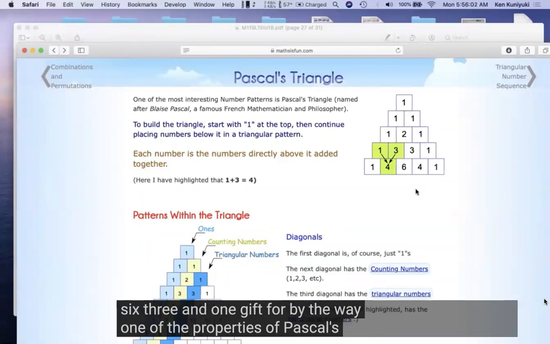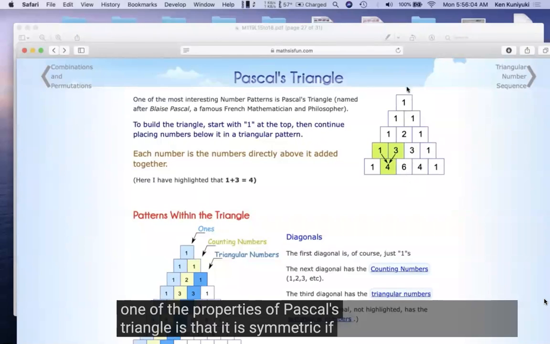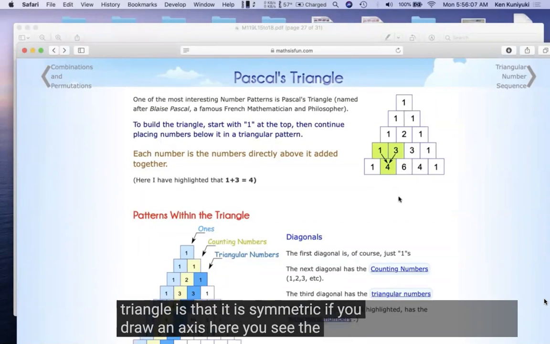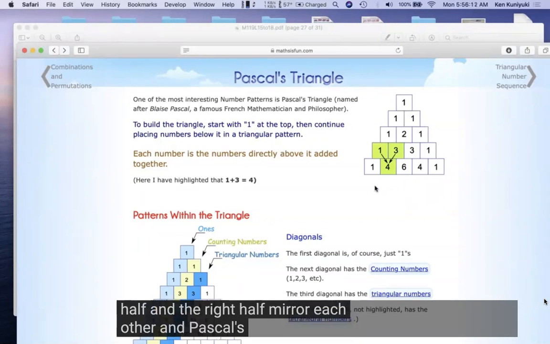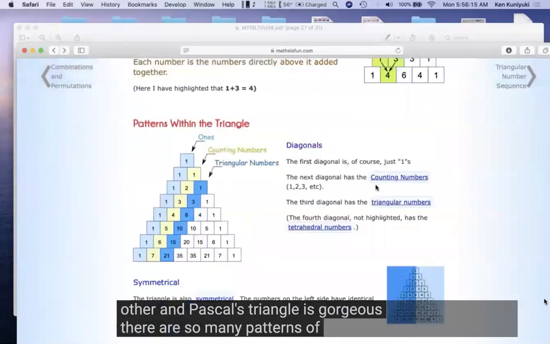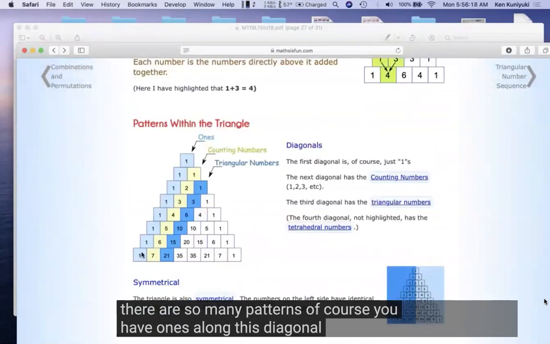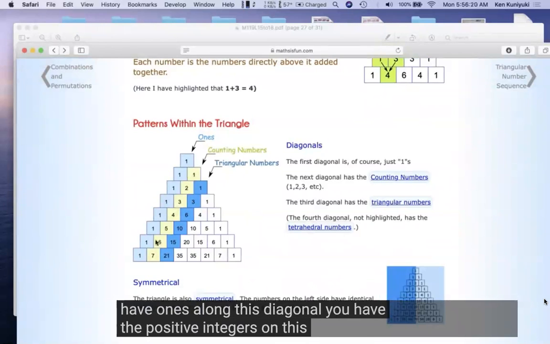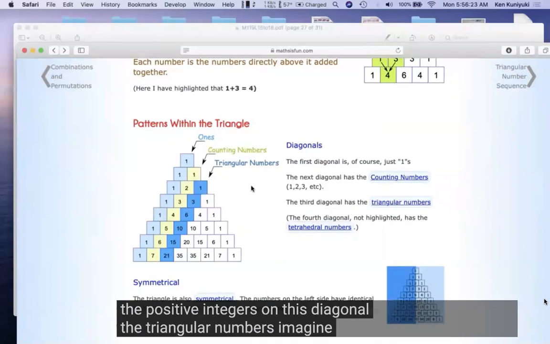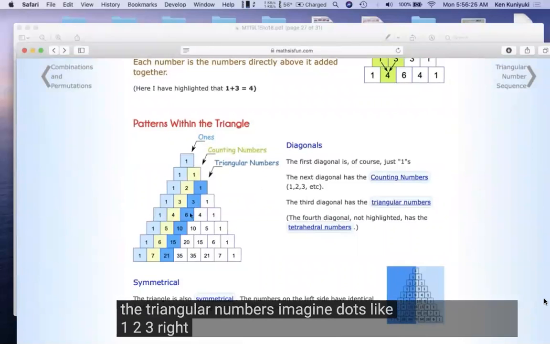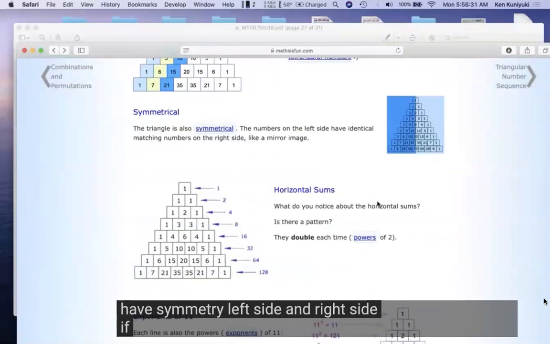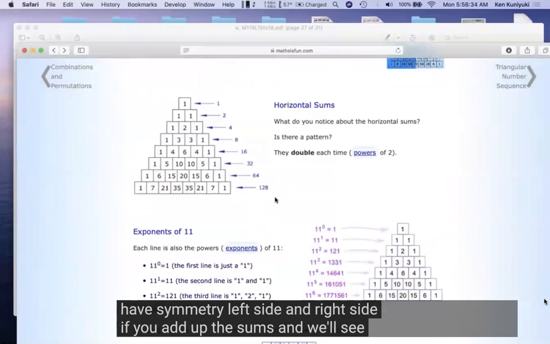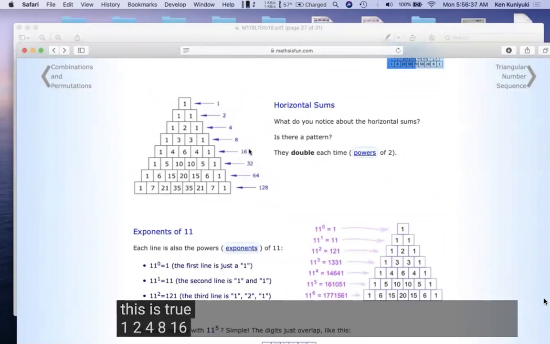By the way, one of the properties of Pascal's triangle is that it is symmetric. If you draw an axis here, you see the left and the right mirror each other. The left half and the right half mirror each other. And Pascal's triangle is gorgeous. There are so many patterns. Of course, you have ones along this diagonal. You have the positive integers on this diagonal, the triangular numbers. Imagine dots like 1, 2, 3, right? On this diagonal. Again, we have symmetry, left side and right side. If you add up the sums, and we'll see why this is true, 1, 2, 4, 8, 16, and so forth, powers of 2. And there are reasons for that.